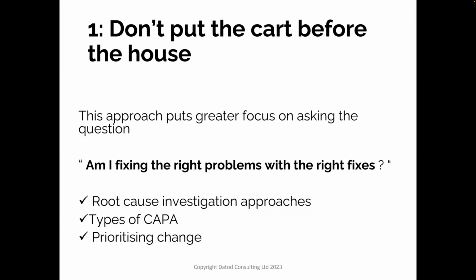So in this module, we will cover some of the aspects that will help you decide whether they are the right problems. We'll talk a little bit about root cause analysis in terms of investigation. We'll talk about the different types of CAPA, because not all CAPA events are equal in their ability to prevent issues occurring or reoccurring, and also how you prioritize change. Many organizations are stuck in a paralysis of having so much change to work on, they struggle to manage what are the important things I need to work on now versus the less important.